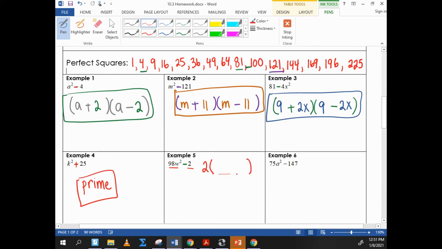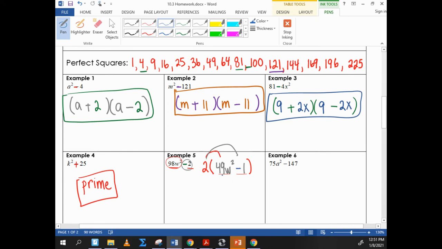Again, you're still going to have two terms here. It's still going to be a binomial. You just want to make sure when you distribute this 2, you get back to 98w squared. So what do I multiply 2 with to get 98w squared? Well, 2 times 49 will give me my 98, and then I still need that w squared. Okay, do the same thing with your second term. The second term has to multiply to -2. What do I multiply a positive 2 with to get a -2? A -1.